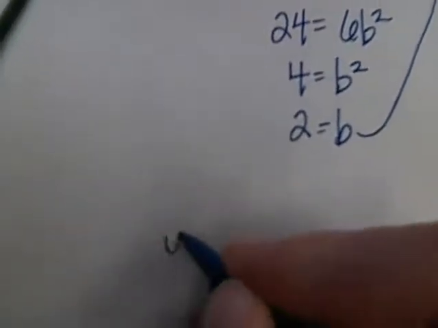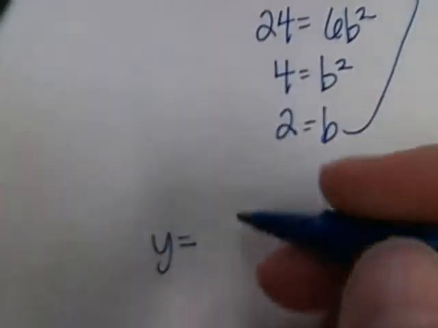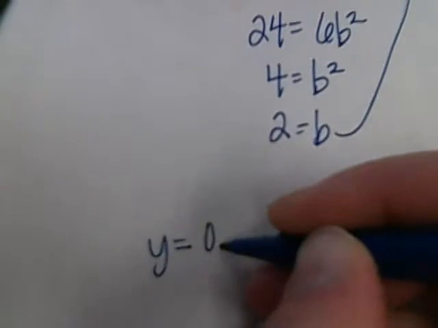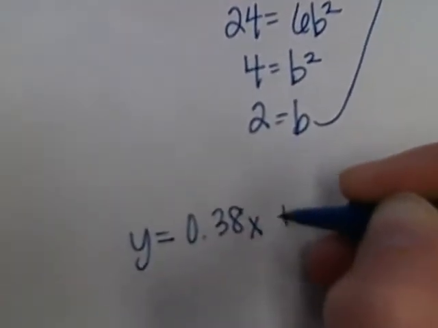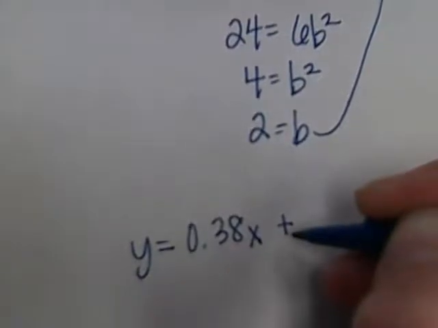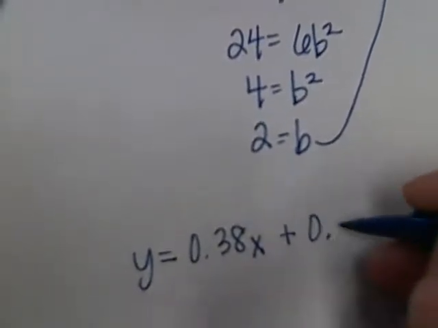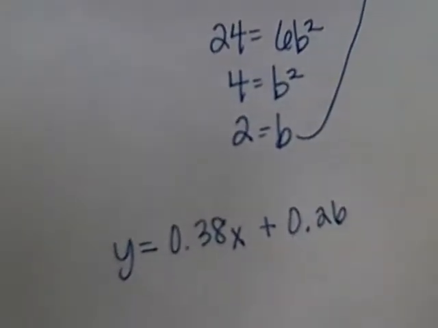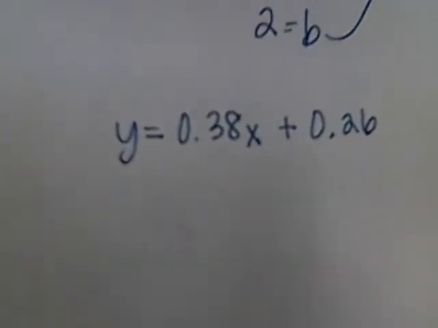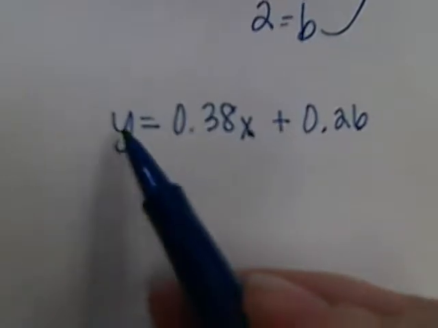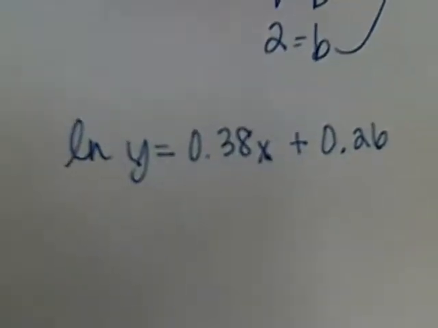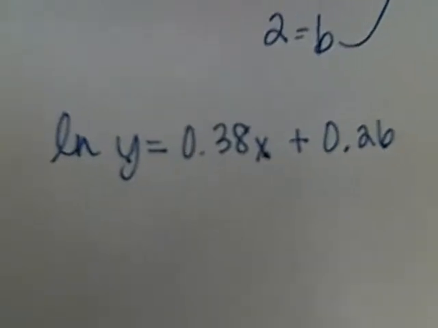Okay, so we're going to copy this over here. So we have y equals 0.38 if I use hundredths place, plus 0.26, okay? But think about what we put in our xy table. Yes, we put x in, but we didn't put plain old y in. We put natural log of y in. So that's how that linear equation changes.